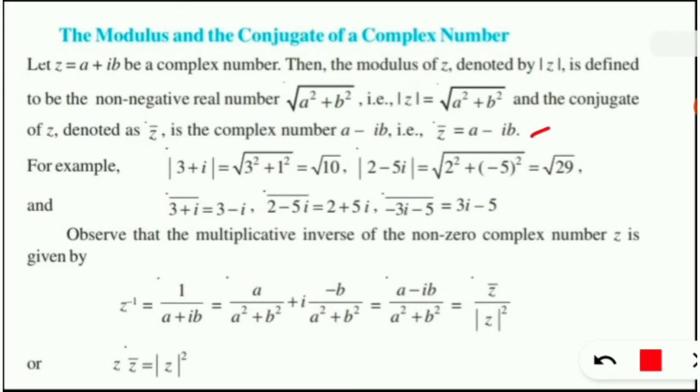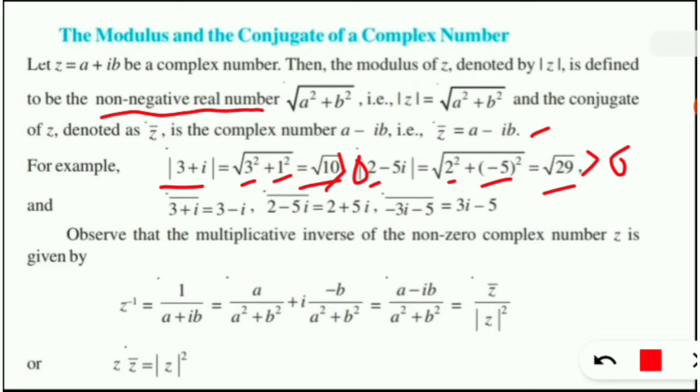For example, mod of 3 plus i: the real part is 3, that's why 3 square, plus the imaginary part is 1, so 1 square, so that means under root of 10. Again 2 minus 5i: here the real part is 2, that's why 2 square, and the imaginary part is minus 5, so minus 5 square, so ultimately under root of 29. Now students, here it is written non-negative real numbers, that means mod z is always positive, greater than 0, and root 10 is also positive, greater than 0.